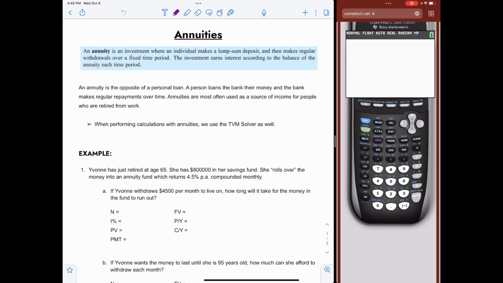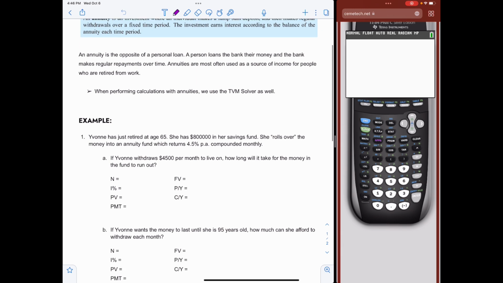And annuities are most often used as an income source for people who are retired from work. So basically, you have people who are retired, they have a lump sum of money. They take that lump sum of money and give it to the bank, or put it in an account that is going to earn interest over time so that their money still grows a little bit. And then the bank will disperse paychecks to them based upon how long they want that money to last them. So let's look at some examples. And we are also going to use the TVM Solver for this as well.